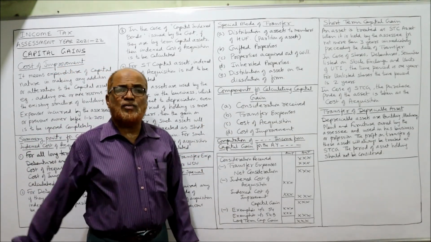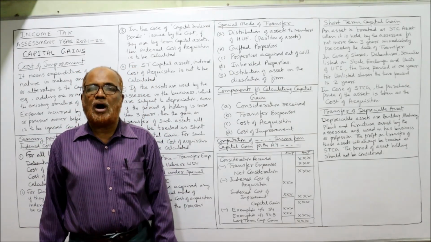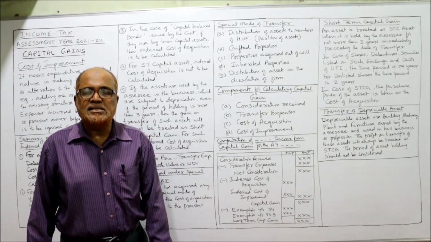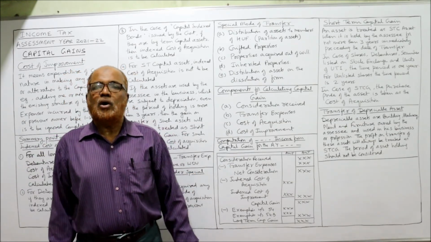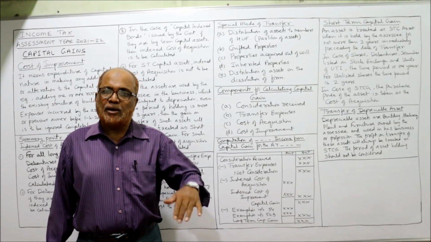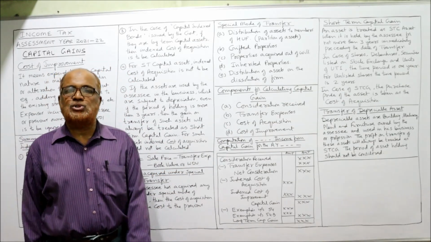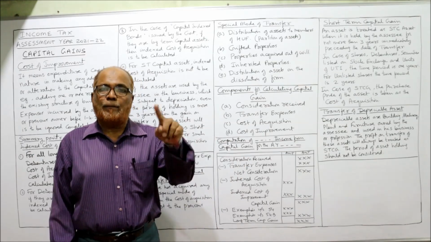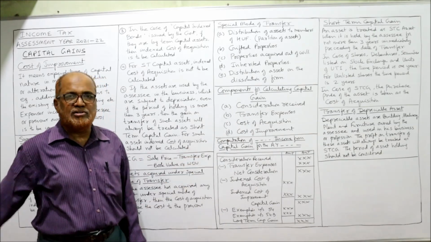Now, components for calculating capital gain. For computing capital gain, what are the factors we require? We need consideration received. Consideration received means sale price. Transfer expenses: normally when we sell the assets, we have to pay some transfer expenses like brokerage, commission, etc. Next, cost of acquisition. At what price the assessee has purchased the asset? The purchase price is cost of acquisition and sale price is the consideration received.